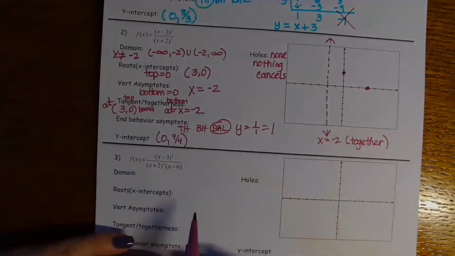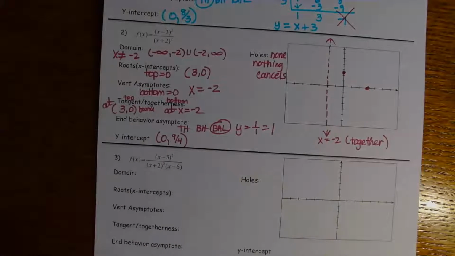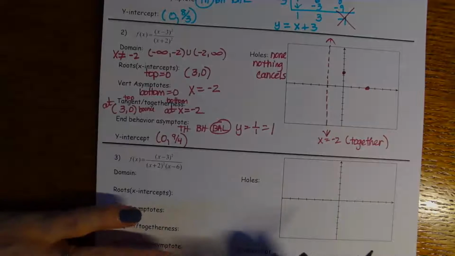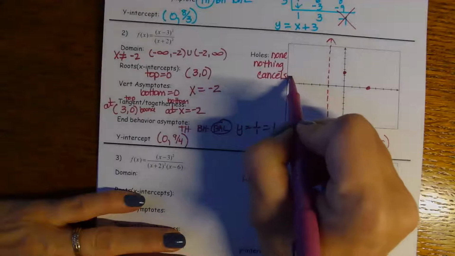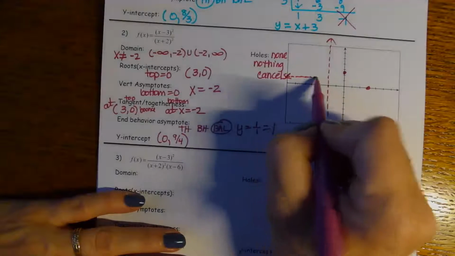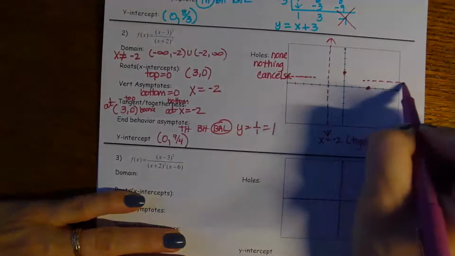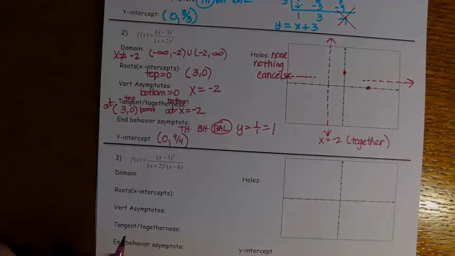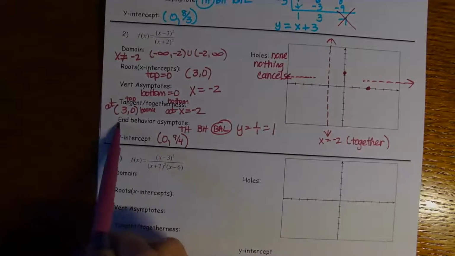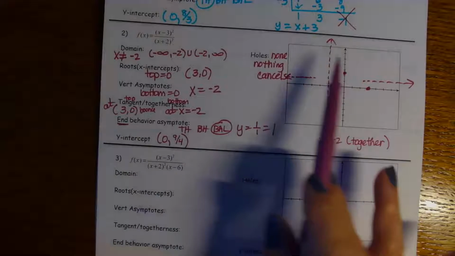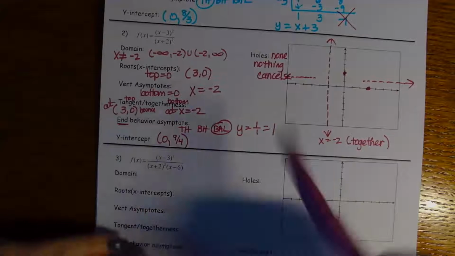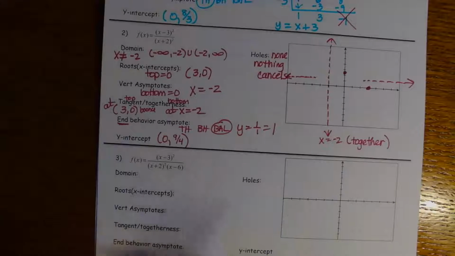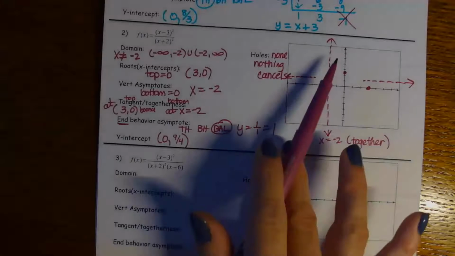End behavior asymptote, y equals 1. What did we say about end behavior asymptotes? Can you ever cross those? Yes. So usually I'll put mine kind of going, but I kind of leave it out in the middle. Remember what it says, end behavior. So in the middle, sometimes you cross that one. Sometimes you don't. You never cross a vertical, never.